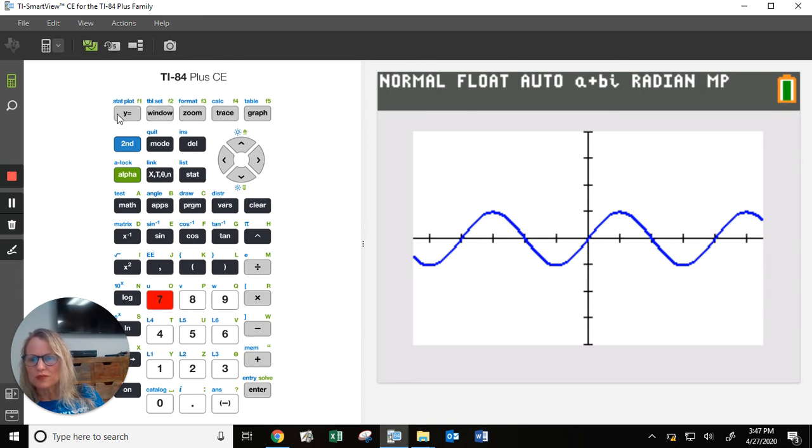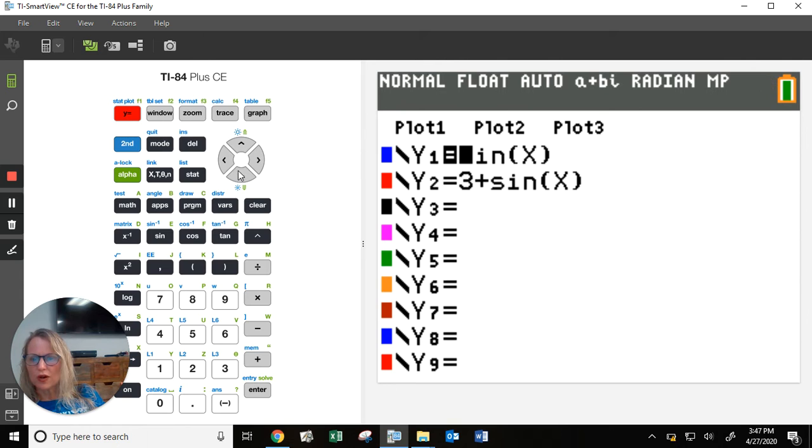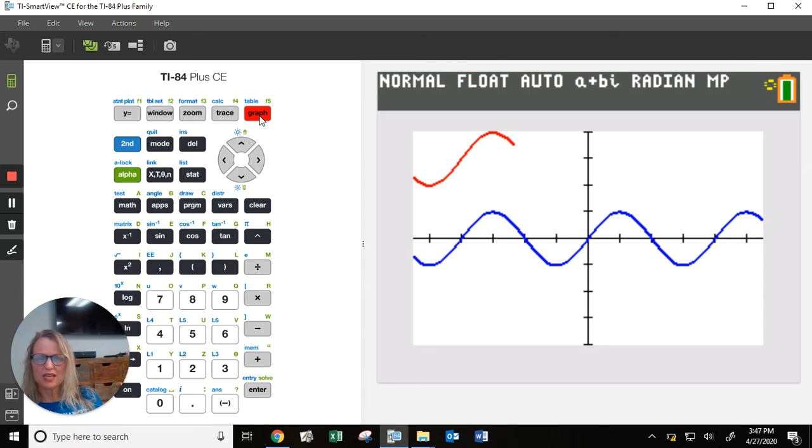What I'm going to do is I'm going to go in y2, and I already had this in, so I don't have to put it in. I'm just going to select it. It's going to graph both of them. So here's the first one in blue, and then in red is the second one. So I would put a number 1 on my paper. I would graph number 3, and then I would think, how are they different?